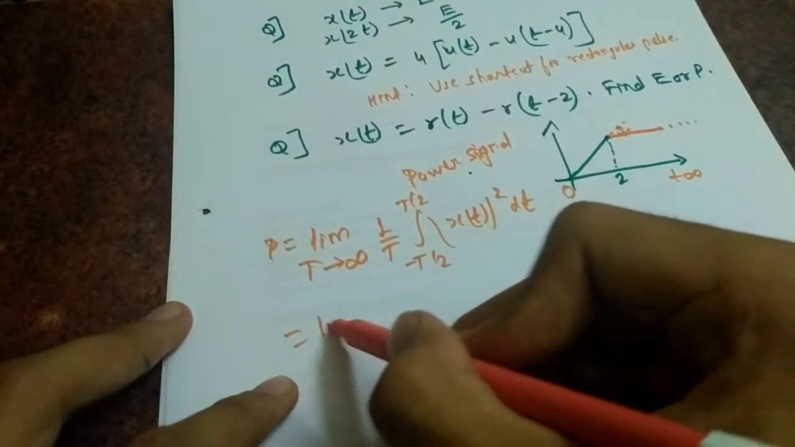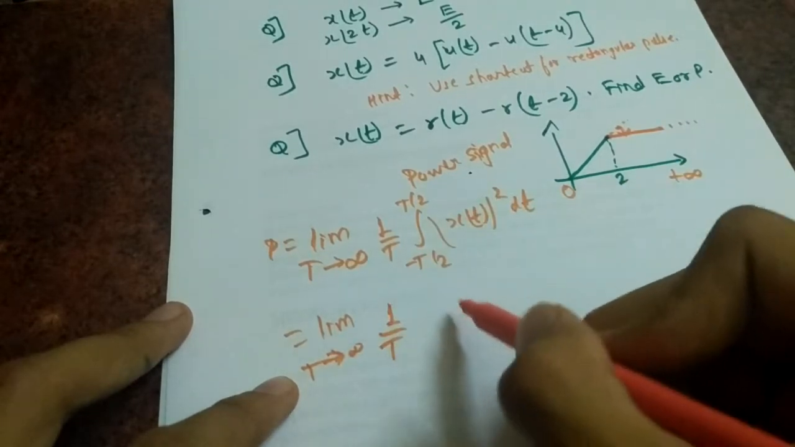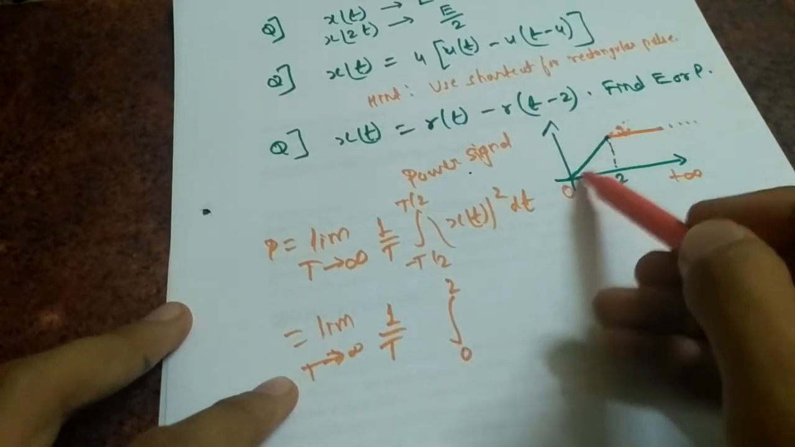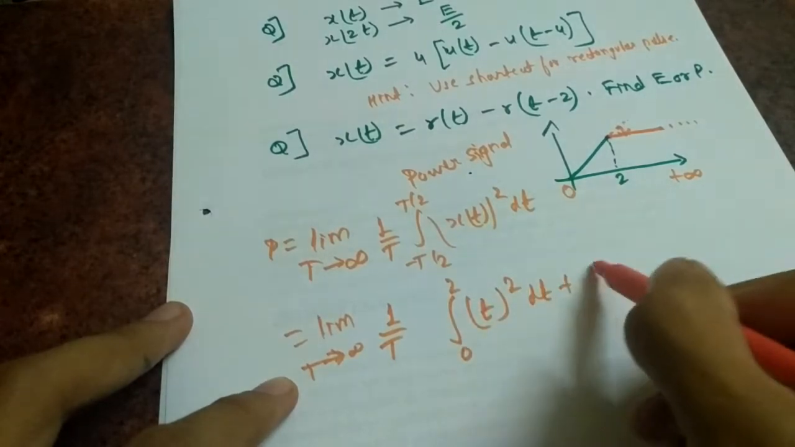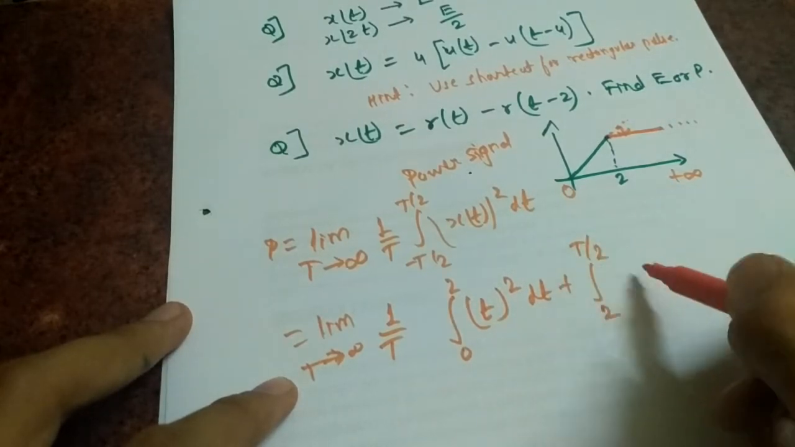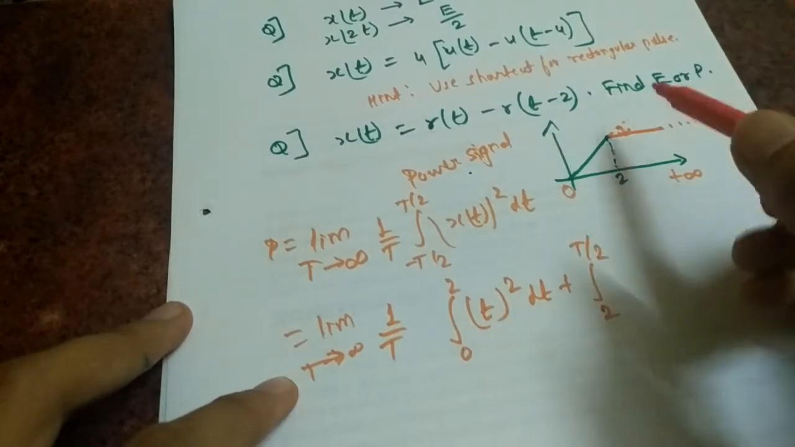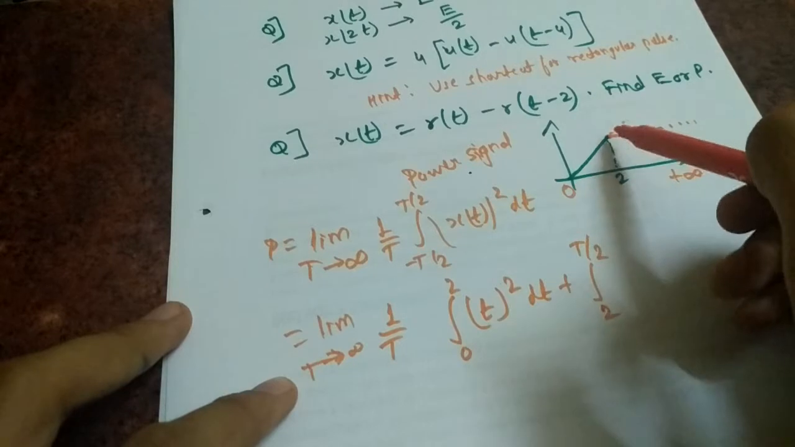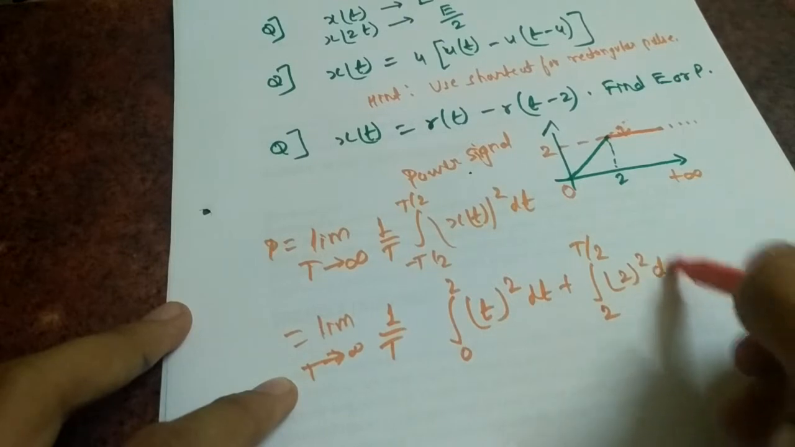So this is limit t tends to infinity, 1 by t. We will split the limits. From 0 to 2 we are having this waveform, and it is given by t, squared, and from 2 to t by 2, please note the limits, don't take it infinity, we are having a constant value. The constant value is 2, because the slope is 1 since it is r(t) minus r(t minus 2), so we have 2 square dt. I hope this point is clear.